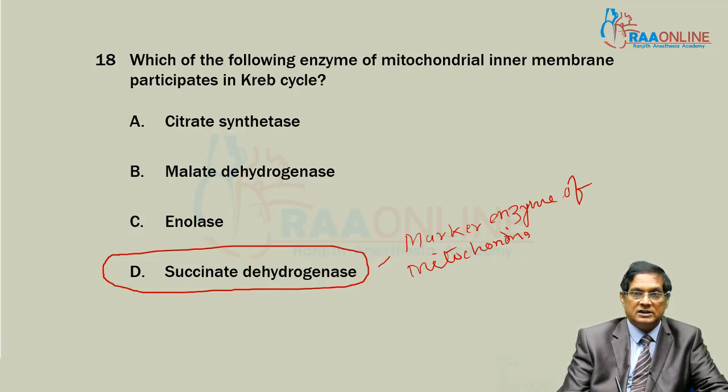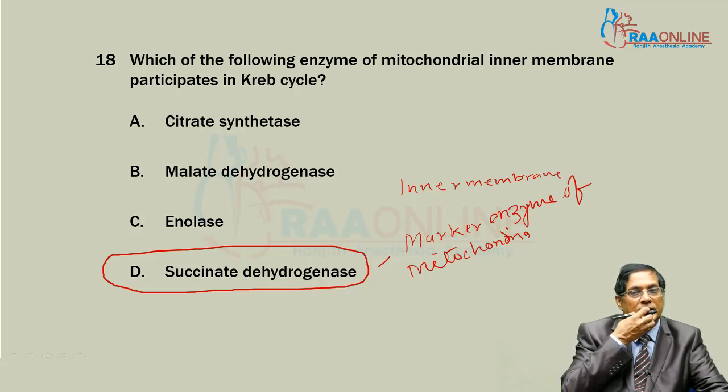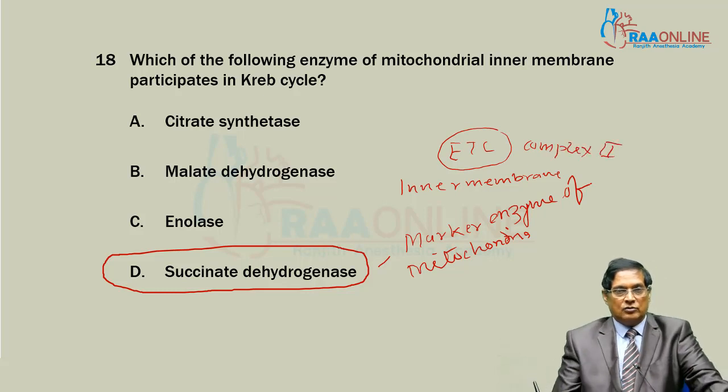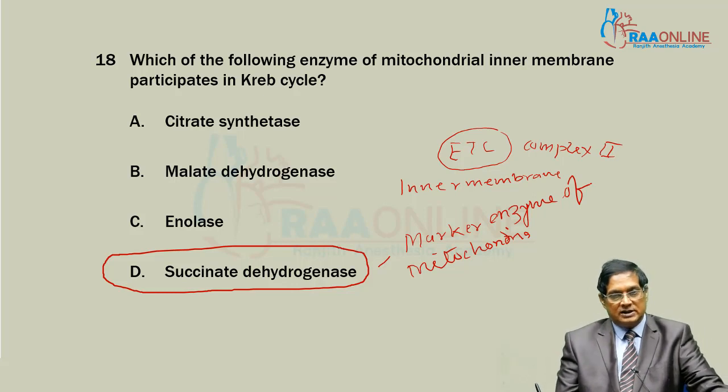And it is located in the inner membrane. So we say it is a membrane bound enzyme. It is also a part of the electron transport system, that is complex 2, an enzyme of complex 2. So 3 possible questions can come from this enzyme.